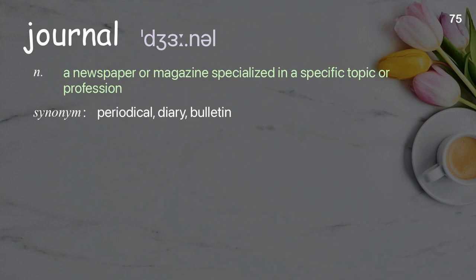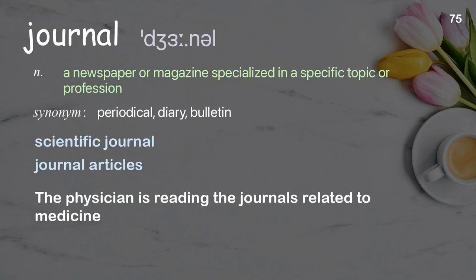Journal. A newspaper or magazine specialized in a specific topic or profession. Examples: scientific journal. Journal articles. The physician is reading the journals related to medicine.